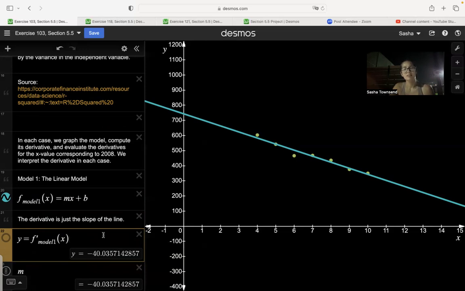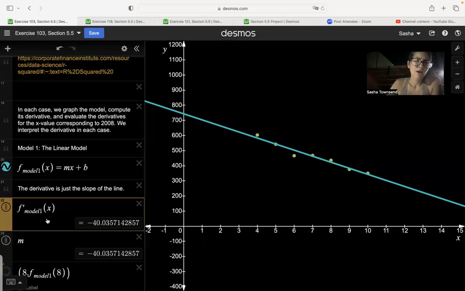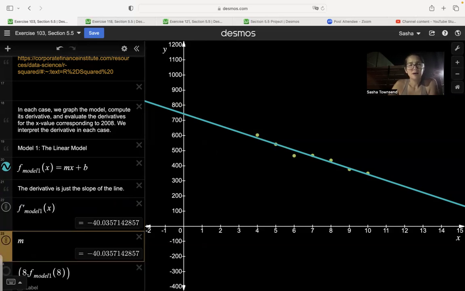Again, y was the number of procedures per year in that original model, and then x was the number of years. So this is just telling us that the number of procedures of that particular type was decreasing by 40 procedures every year. So I guess this procedure was becoming less and less popular.